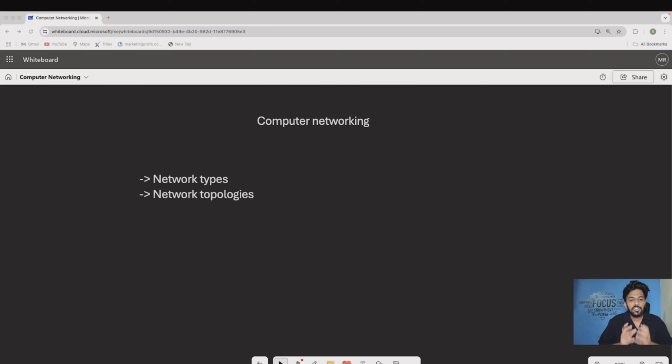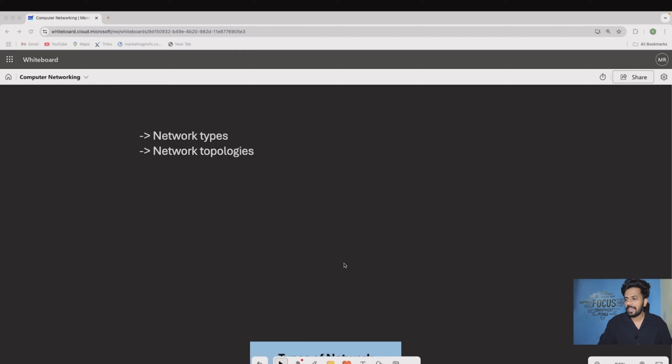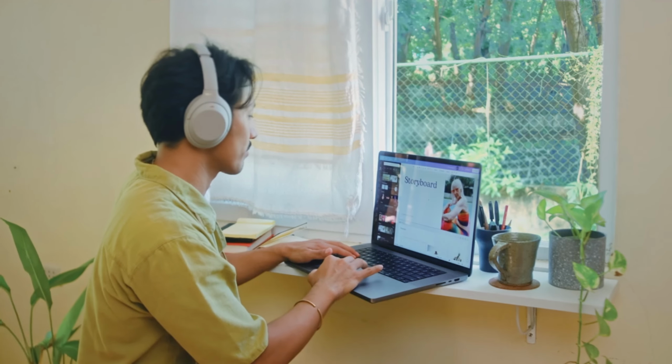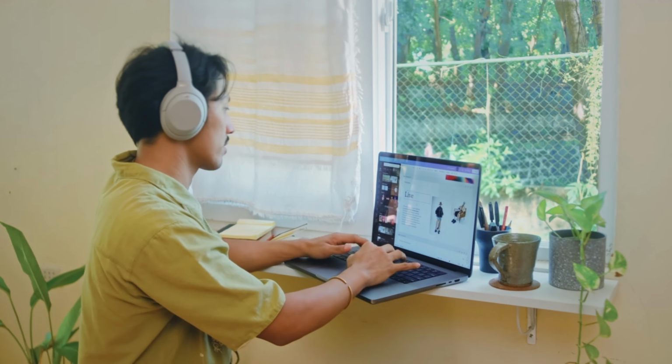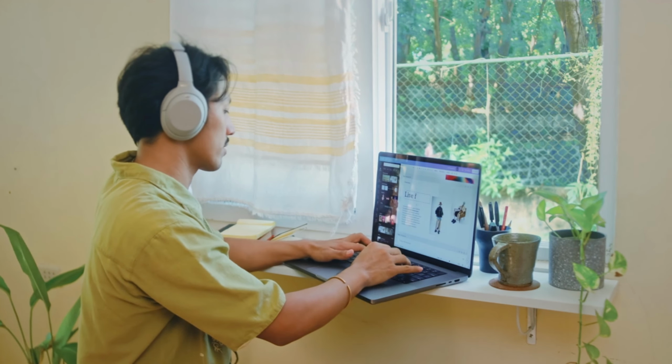First, I will give you the definition of the network type. Then I will give you a real life example so you can understand it in a better way. Okay, let's start with the smallest network type, that is PAN. First we will see the definition of the PAN. PAN stands for personal area network. It connects devices within a short range, usually just a few meters.